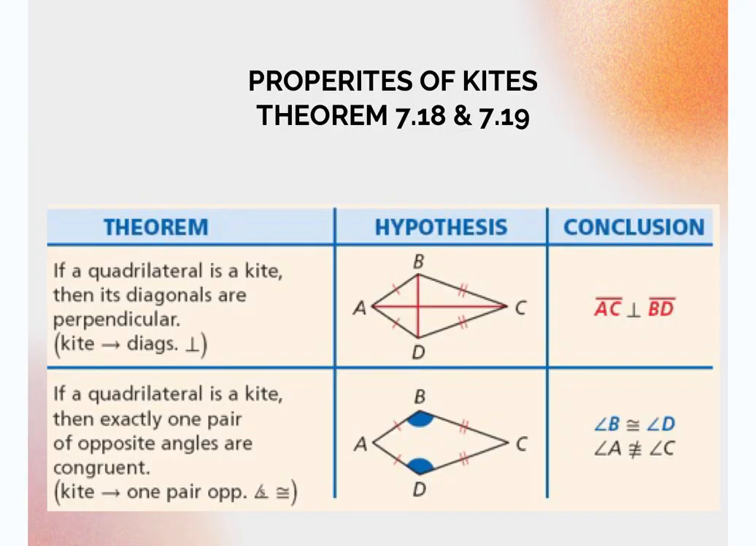Properties of kites: if a quadrilateral is a kite, then the diagonals are perpendicular. So like a rhombus, the diagonals are perpendicular. And if a quadrilateral is a kite, only one pair of opposite angles are congruent. And it's the angle where the two non-congruent pairs meet. So angle A and angle C in this diagram cannot be congruent. Those would be different, but angle B and angle D are congruent.